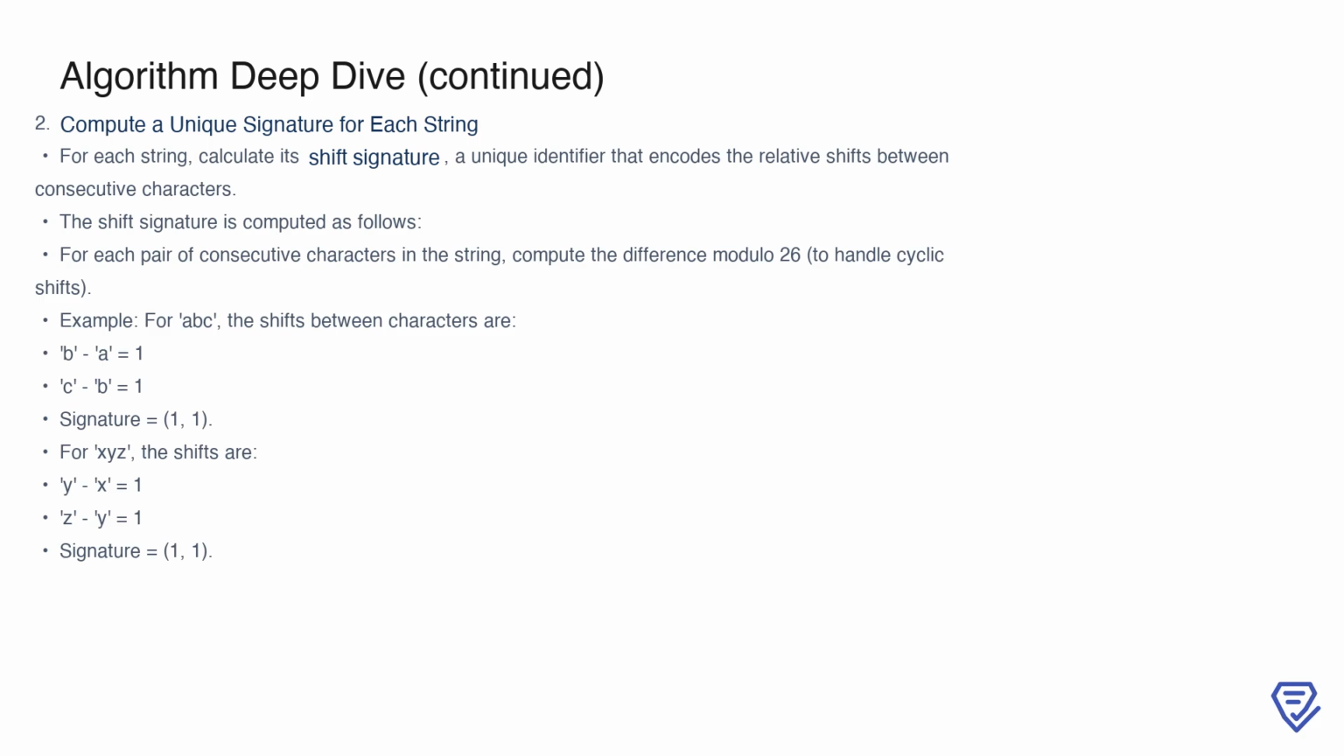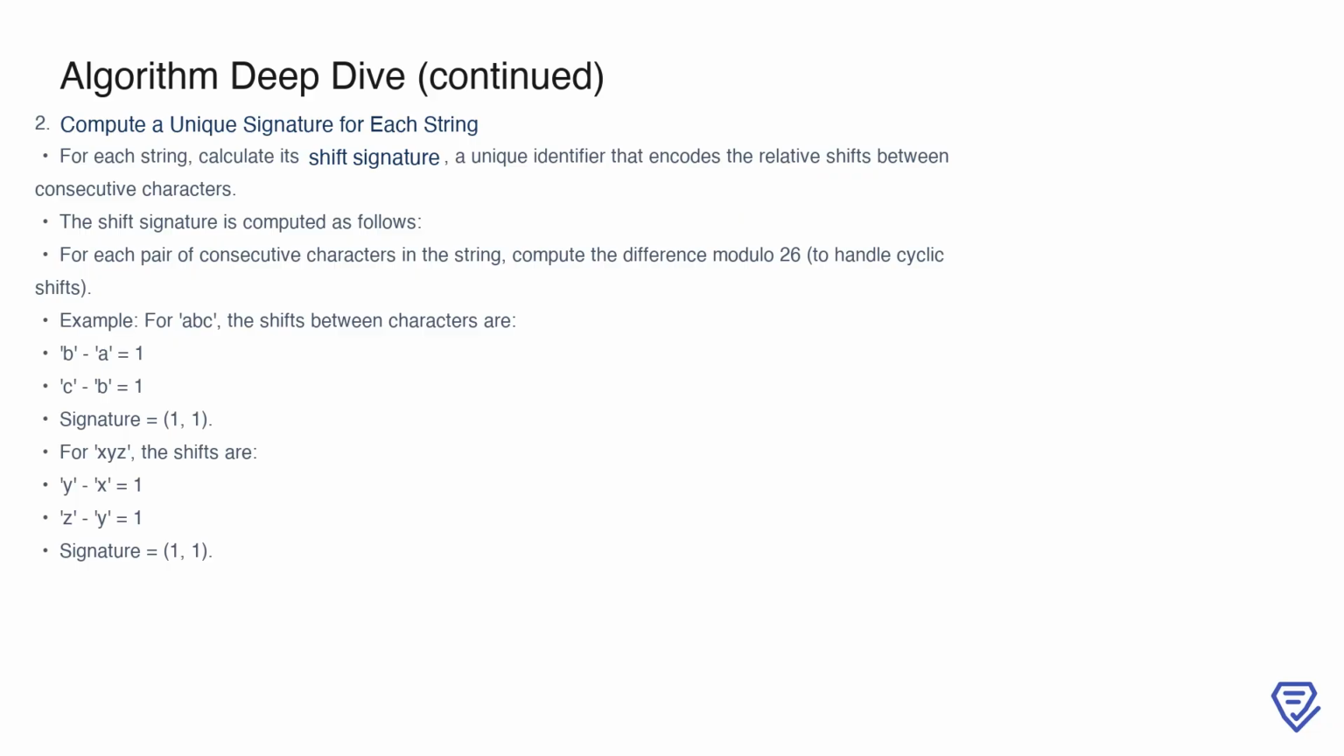The next step is to calculate a unique signature for each string, which will act as an identifier for grouping. This signature encodes the relative shifts between consecutive characters in the string. To compute it, we take each pair of consecutive characters and calculate the difference between their positions in the alphabet. This difference is taken modulo 26 to account for the cyclic nature of the alphabet.